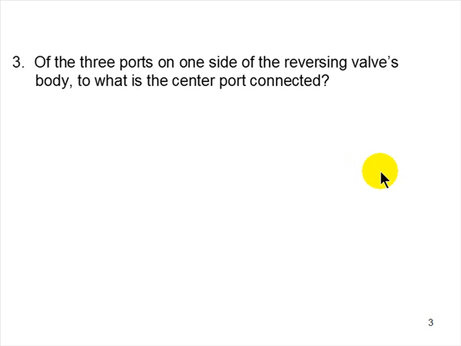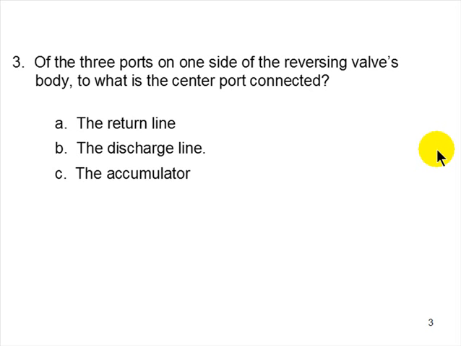Three. Of the three ports on one side of the reversing valve's body, to what is the center port connected? Return line, discharge line, accumulator, liquid line. What do you think here? Now think about this one. Accumulator. Return line? The return line's coming back from one of the coils. It isn't connected to that. If there's an accumulator in a line, it'll be directly connected to that.